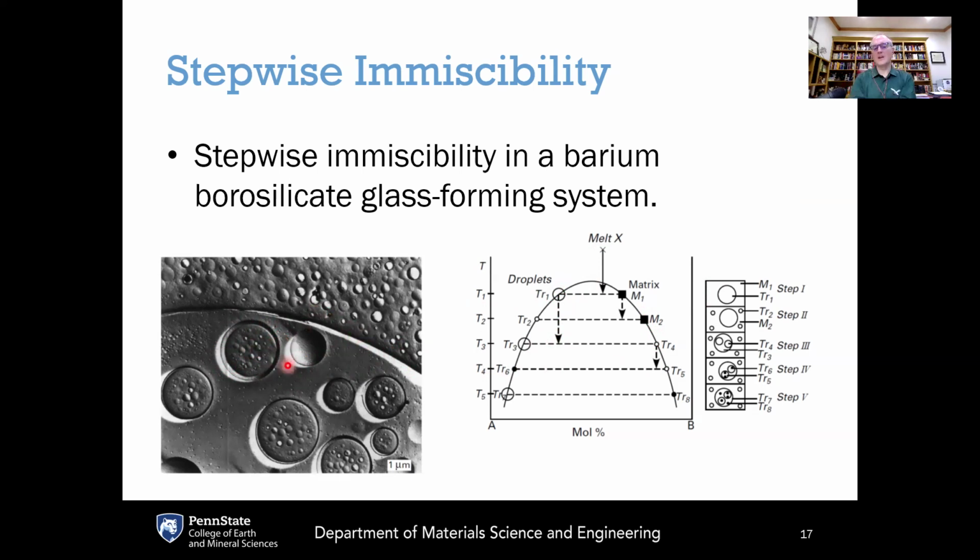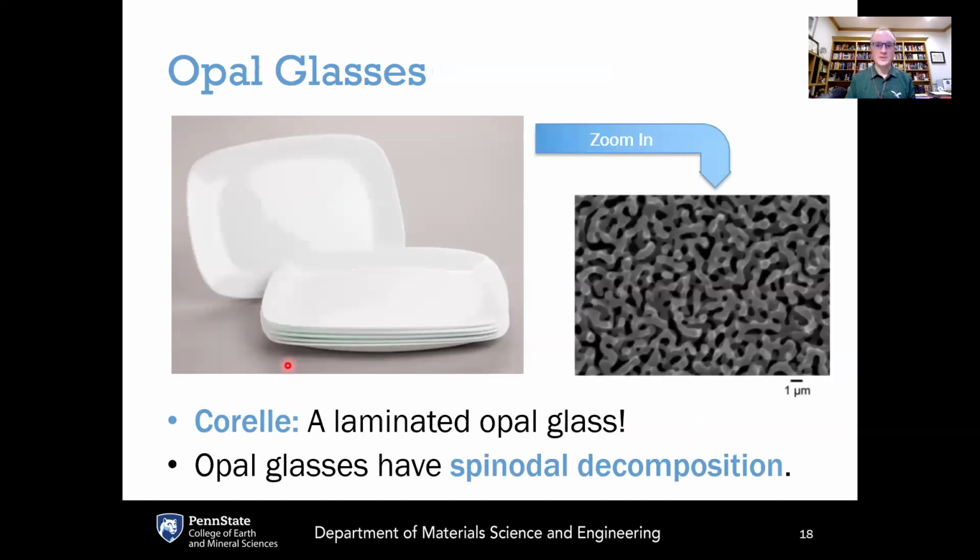So you can get some very interesting microstructures that can evolve depending upon the temperature path that you put the system through, and how much time you spend at each temperature. Whether you give the system enough time to observe the phase separation or not depends on the kinetics of the phase separation process and your heat treatment schedule. Now, where is this used?